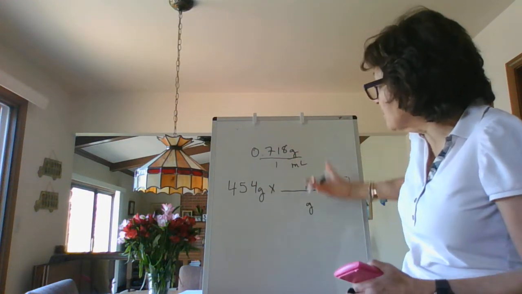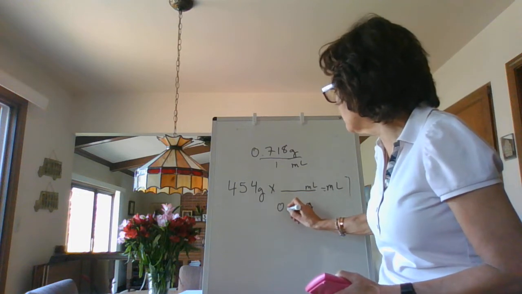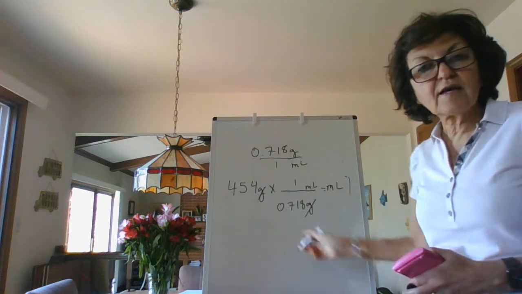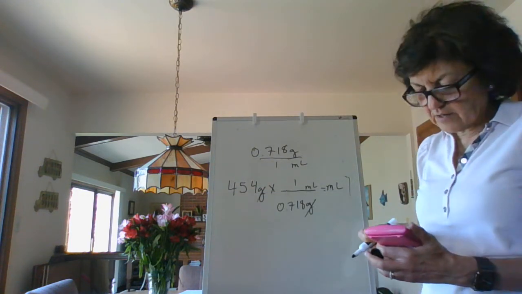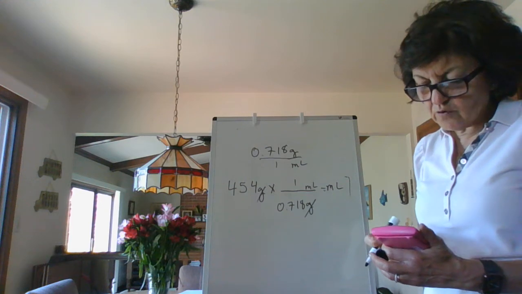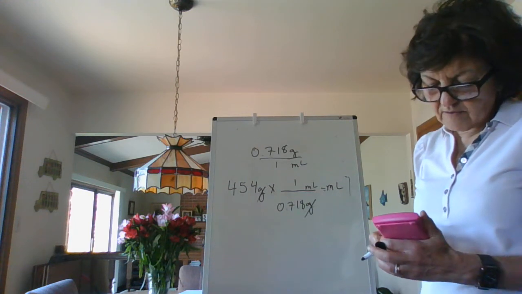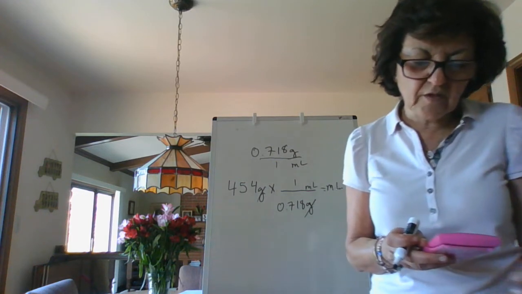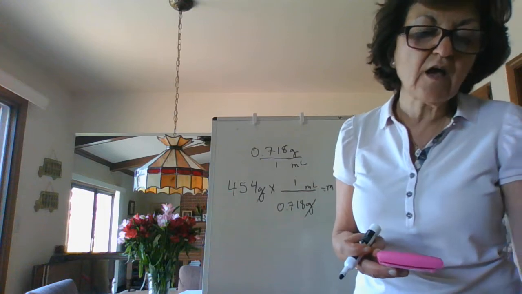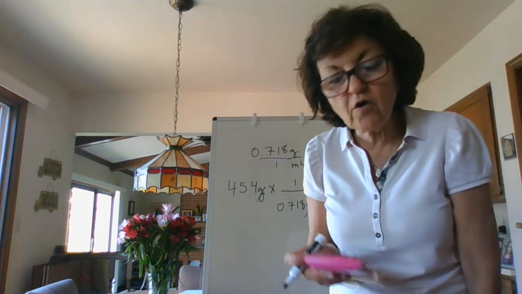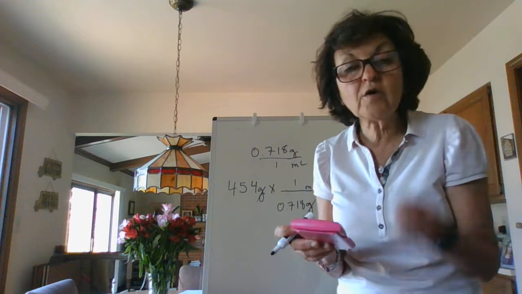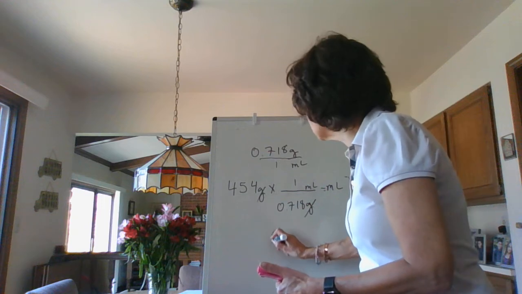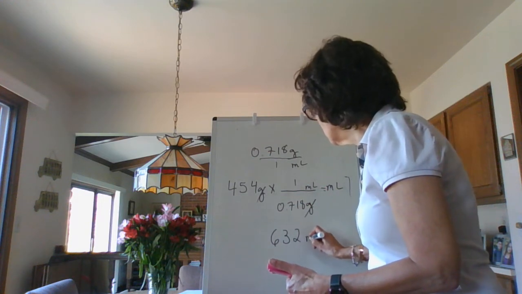So what are you going to do? You're going to flip it over, put the 0.718 down here, 1 milliliter here, cancel, plug it into your calculator, 454 divided by 0.718, and you end up with 632.3119777. Are you allowed to put all those digits in your answer? No. You round it to the right number of sig figs. This is 4 and this is 4, so your final answer would be 632 milliliters.